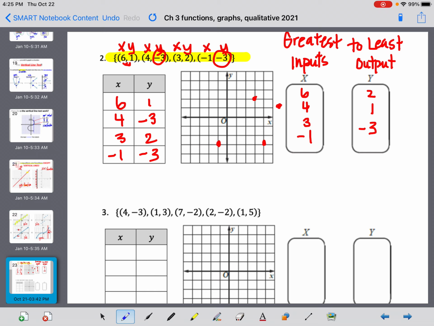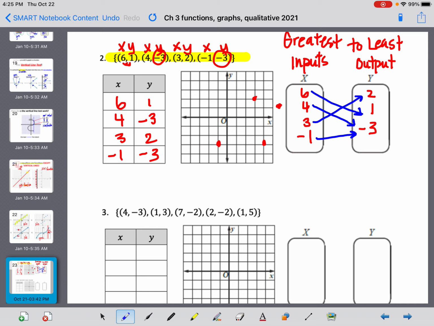So I'm going to start by drawing an arrow from the 6 to the 1. Then I draw an arrow from the 4 to the -3. And I draw an arrow from the 3 to the 2. And I draw an arrow from the -1 to the -3. And so it's pretty simple to create a map of your inputs and outputs.